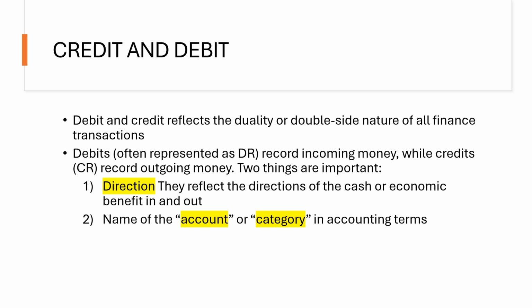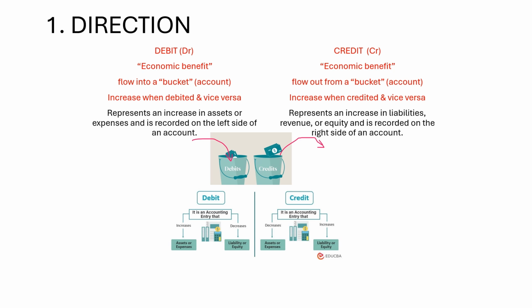Secondly, the names of the accounts or categories in accounting terms, because in accounting there are many accounts. But fundamentally, there are only three categories of accounts. They are assets, liabilities, and equity. We'll elaborate on these three types of accounts later on. First, the direction of debits and credits, using the bucket analogy that you can see from this photo.